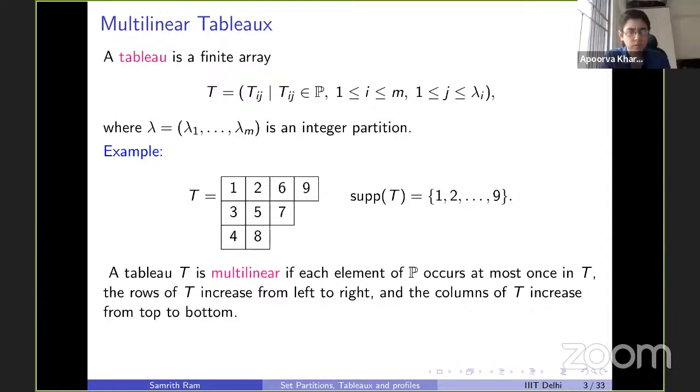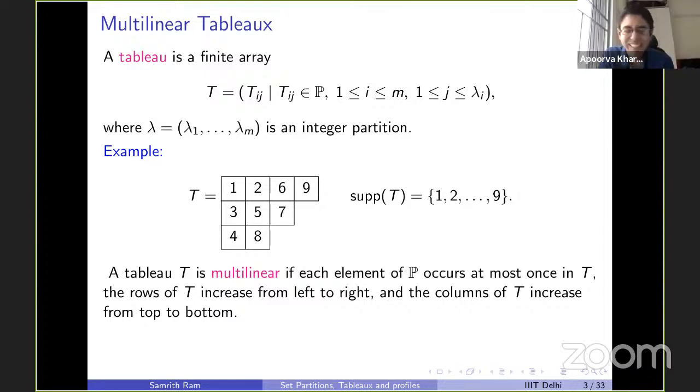Sorry, what's P? P is the set of positive integers. Okay, so it's multilinear if each entry appears at most once, and the rows and the columns of T are increasing. The rows are increasing from left to right, and the columns are increasing from top to bottom. But please feel free to interrupt me at any time if there are any questions.